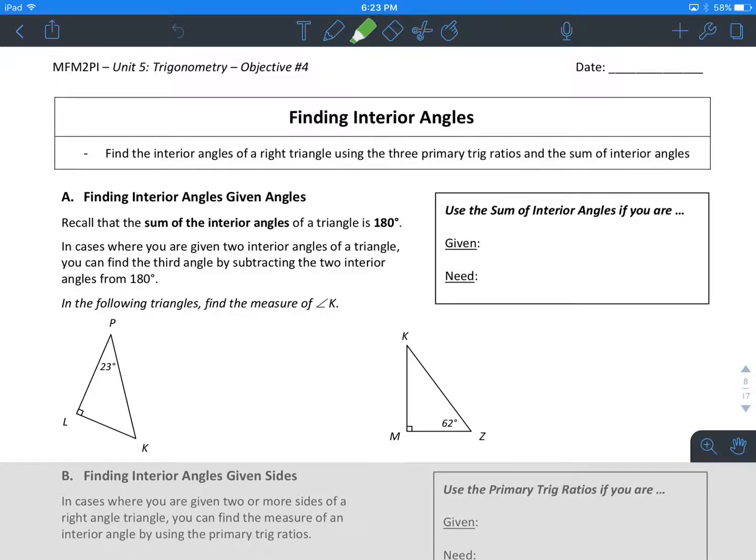Hello and welcome to MFM2PI, 5th unit, Trigonometry, lesson number 4, Finding Interior Angles.